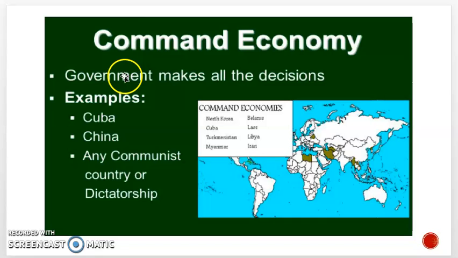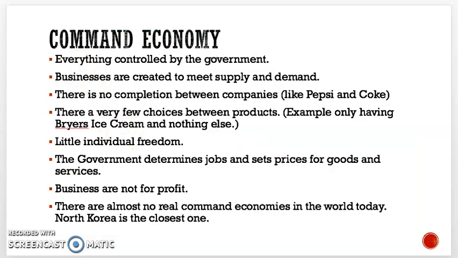A command economy is when the government makes all the decisions. There's no control over the people whatsoever. Some examples, not current day, but past examples, were more like Cuba, China, or any communist country or country that had a dictatorship. A dictatorship is when the country is ruled by one person. So everything is controlled by the government.